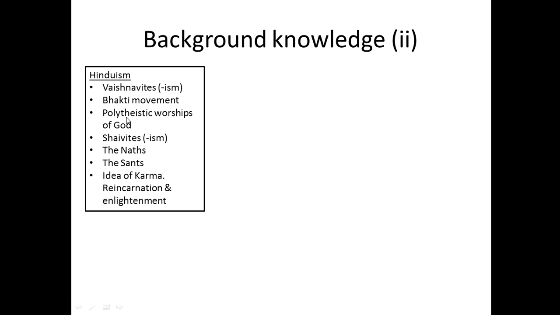And there's this idea here of polytheistic worship of God. Now, polytheistic, obviously meaning many gods, is basically quite the opposite to Islam at the time, and well, it still is today. And that's the opposite of monotheistic, which is worship of one god. Sorry. The Naths were a group of poets who used music to worship.